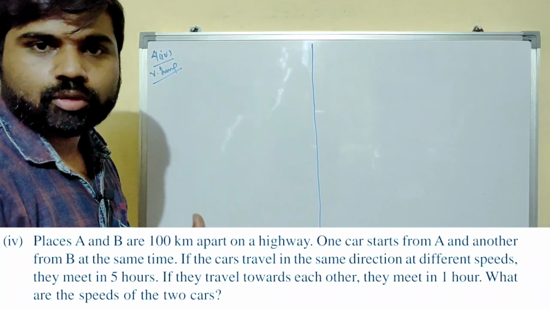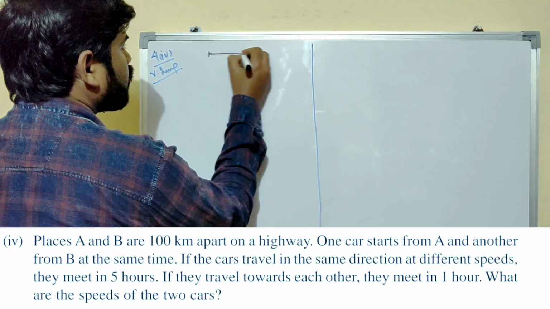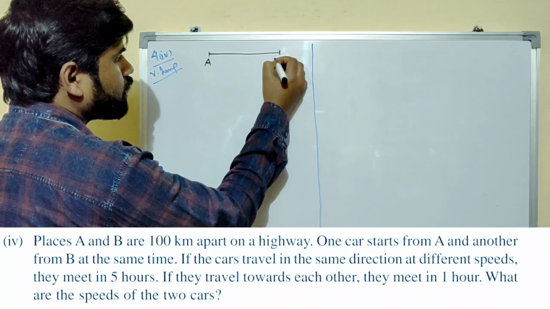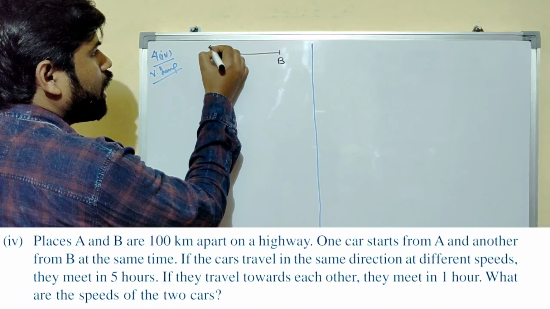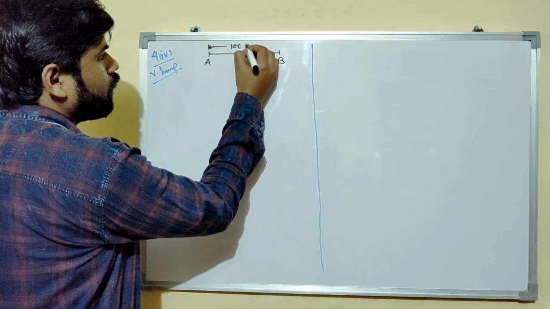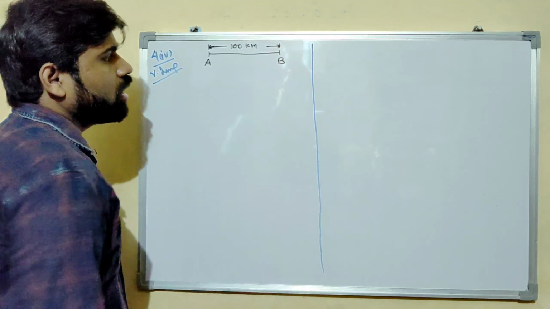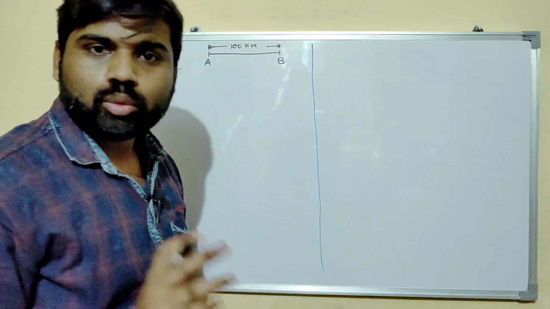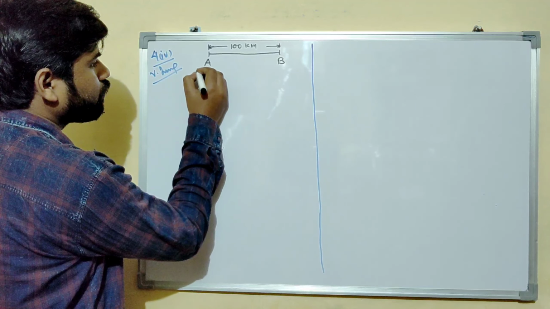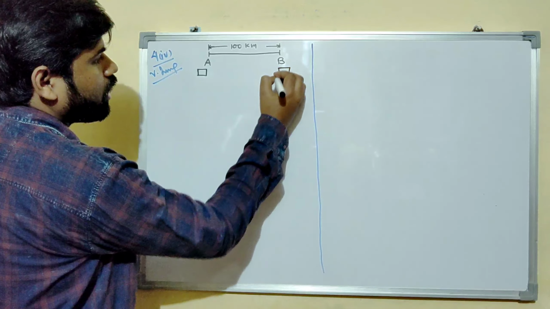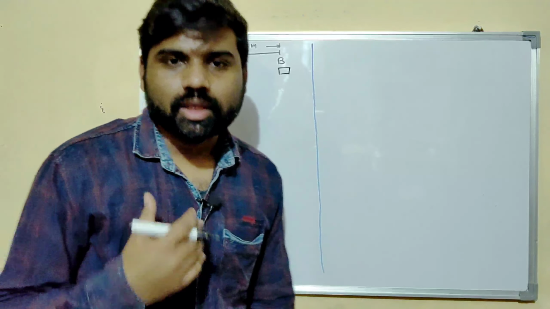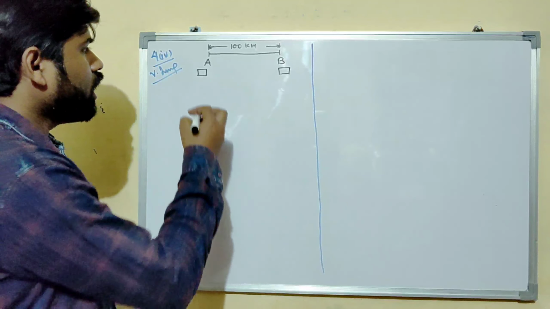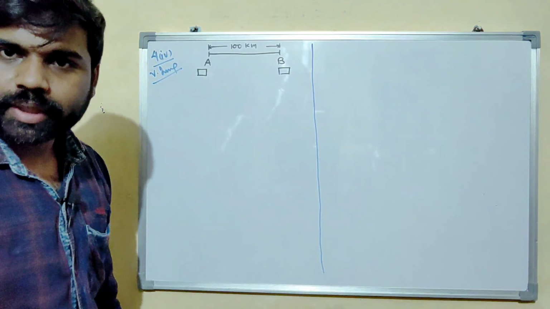Now, let me just give you a geometrical explanation here. Let's say this is the highway and these are two places A and B, which are 100 kilometers apart. The distance between A and B is 100 kilometers. They are on the highway and there are two cars, one car here at A and one car at B. Now they are driving at the same time at different speeds. So that means we need to know the speed of these two cars.